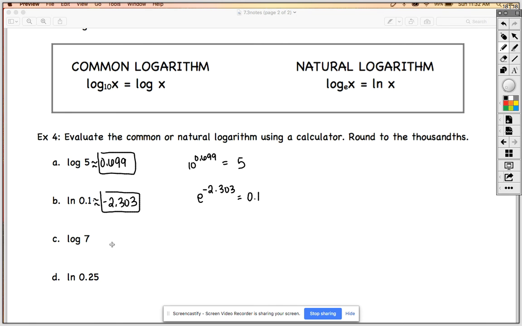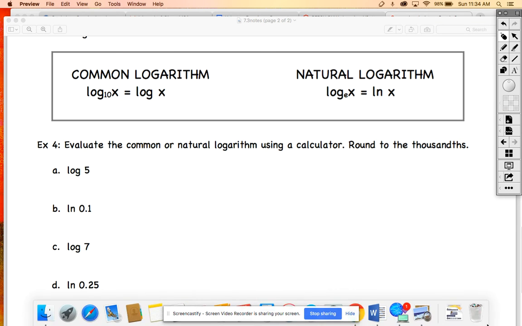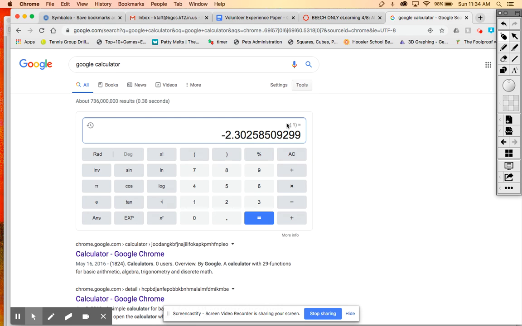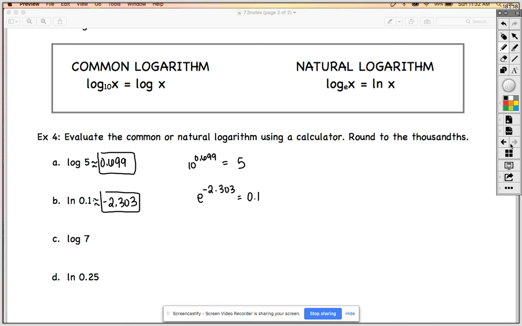Next one is log 7. Go back to Google Calculator and type in log 7. And we get about 0.845. The 0 is not going to change the 5 any. 0.845. Okay, again, common log has a base of 10. So if you did 10 to the 0.845 power, you get something very close to 7.